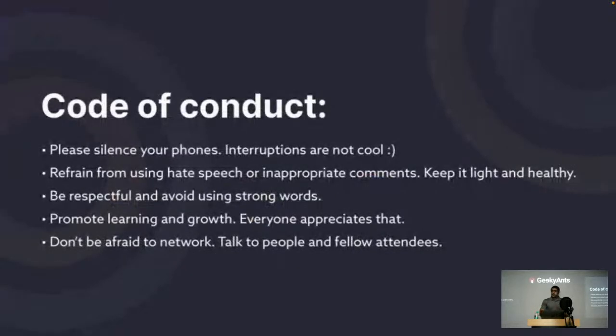Obviously, there are certain codes of conduct that we need to maintain. So please silence your phones because a lot of times it's happened that phones ring in between talks. Interruptions are not good. Nobody likes them. So please make an effort and silence your phones while you're at it. Refrain from using hate speech, racism, inappropriate comments. This doesn't need to be spelled out. We're trying to maintain a very healthy environment here, so please help us maintain that. Be friendly, be nice, help each other grow, learn from each other, and most importantly, network, because that's what we are here for. Get to know about each other, make connections, because that's how we move forward, right?